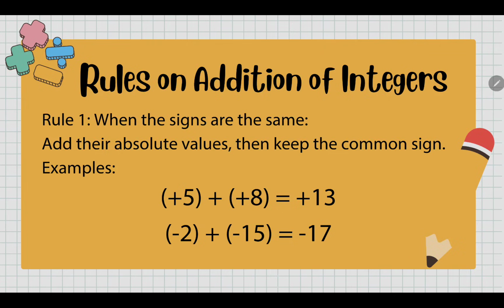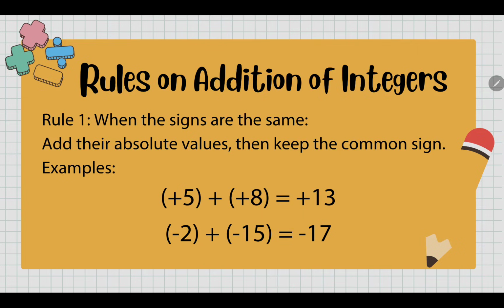Now we're going to have rules on addition of integers. If we look at the first rule, it's usually when the signs are the same. For example, a positive plus a positive or a negative plus a negative. So to be able to solve any equation that follows this rule, we'll need to add their absolute values and then keep the common sign.